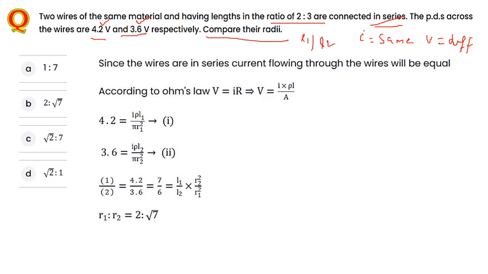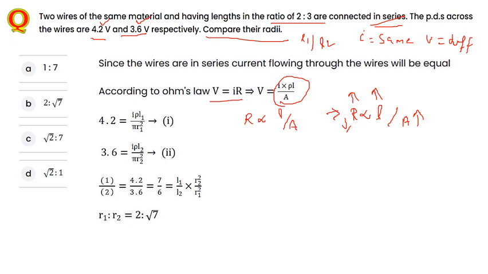For this, according to Ohm's law, V is equal to IR, and R is given by rho L by A. Now we just find the resistivity, or specific resistance. The relation between resistance and specific resistance is R is equal to rho L divided by A, where L is the length and A is the area of cross section. As the length increases, the resistance will also increase. If the area of cross section increases, the resistance will decrease.